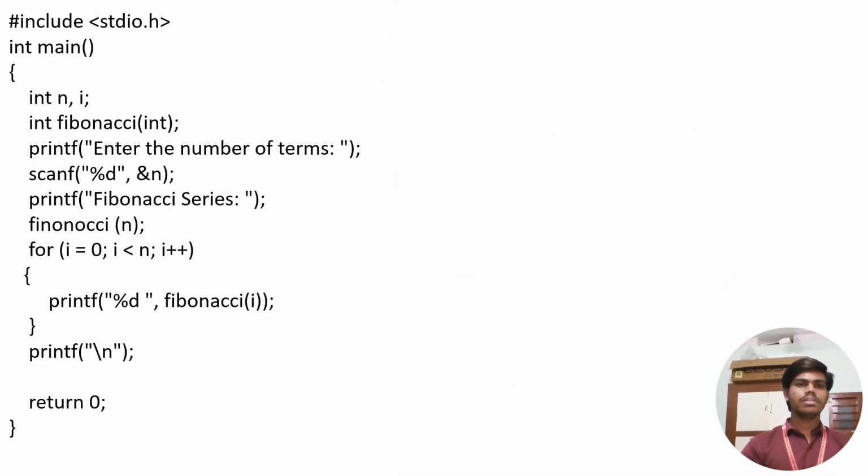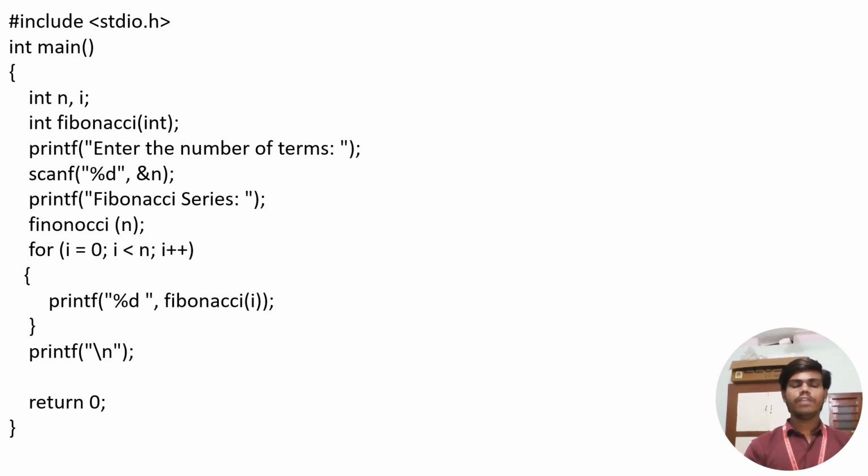Here we included the header file and declared the integer variables n and i. Here we declare the function. Here int means the return type, Fibonacci is the name of the function, and int is the data type of the variable we use in the function.